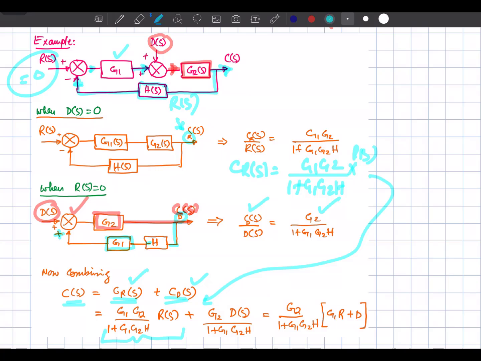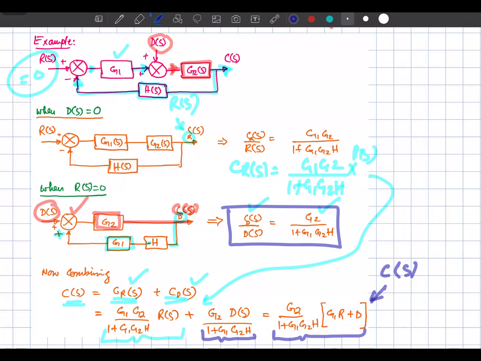This is the output because of the input R(s), and the second part is the output because of the disturbance input. So now if we add them together, this is the net output of your system, not the transfer function. This is the net output C(s). The transfer function is this one. This relates the output with the disturbance, and this relates the output with the main input R(s).